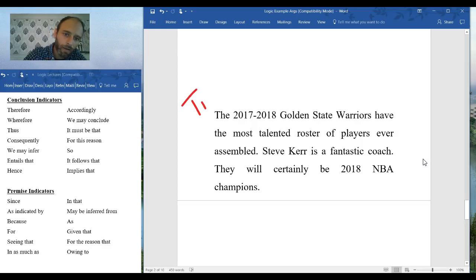So let's add a thus there. And then the other statements will have to be premises. So let's add a since here. And let's see if that will work. So we read it back. Since Steve Kerr is a fantastic coach, and they will certainly be 2018 NBA champions, thus the Golden State Warriors have the most talented roster of players ever assembled.